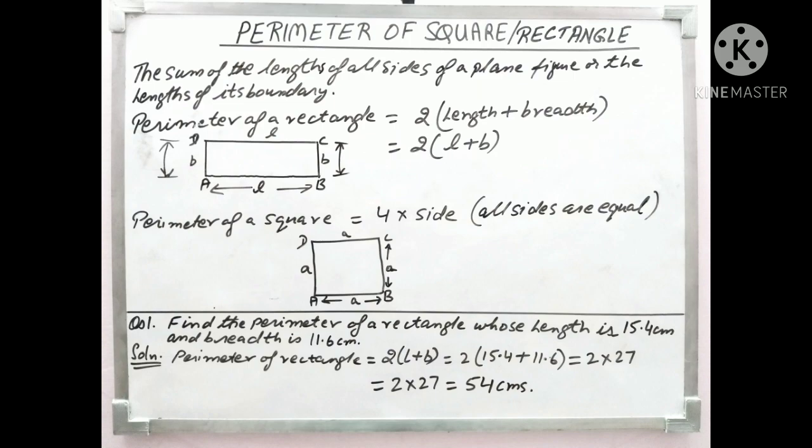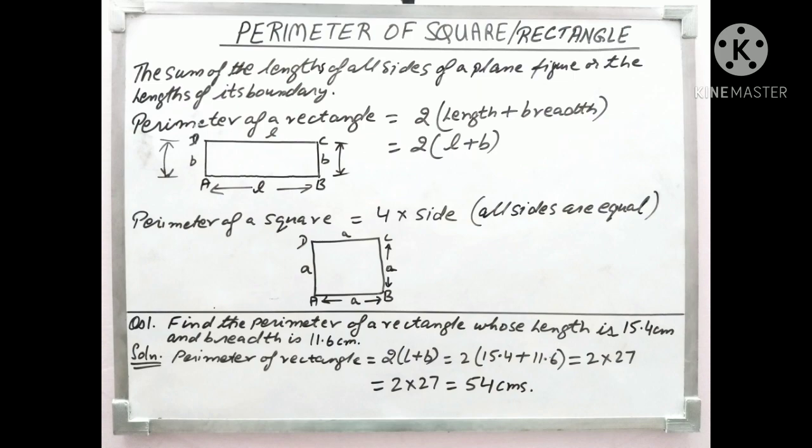So today we will do perimeter of square and rectangle. Now the first thing is, what is a perimeter actually? In simple words, perimeter is nothing but the boundary of a plane figure. So we can say that the perimeter of a plane figure is actually the sum of the lengths of all the sides of a plane figure, or the length of the boundary it has. So this length will be known as the perimeter of the figure.